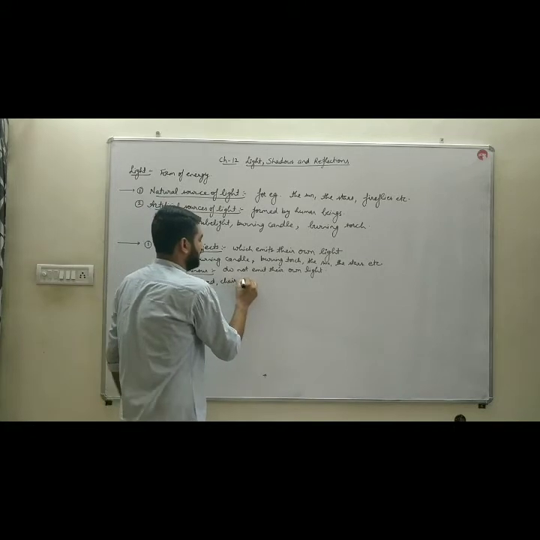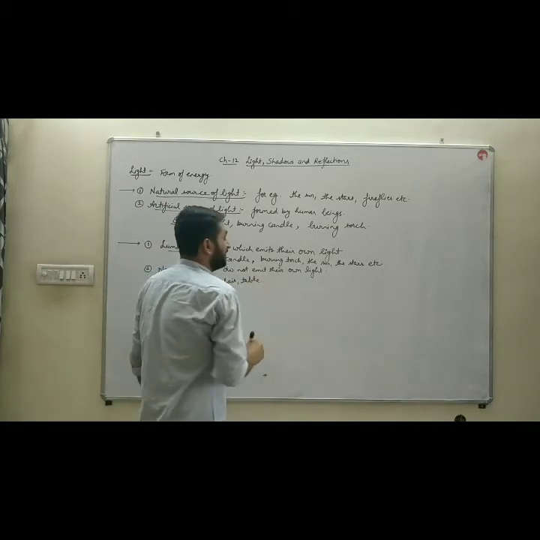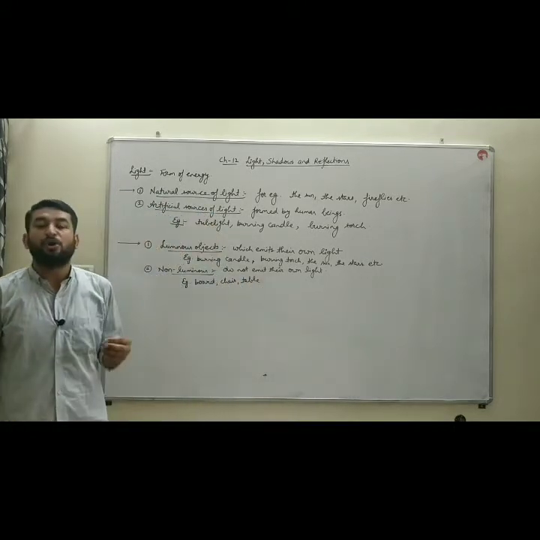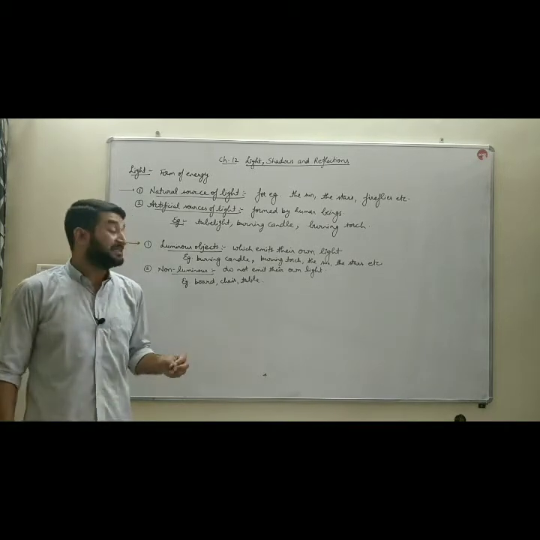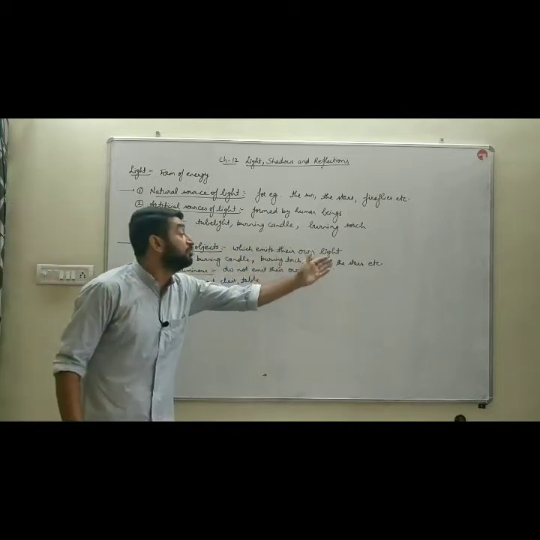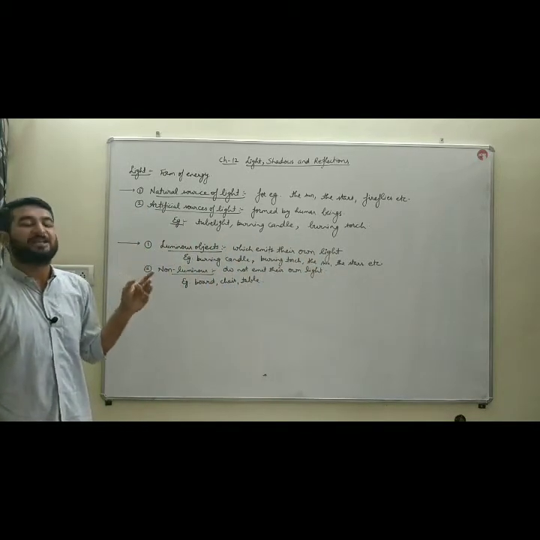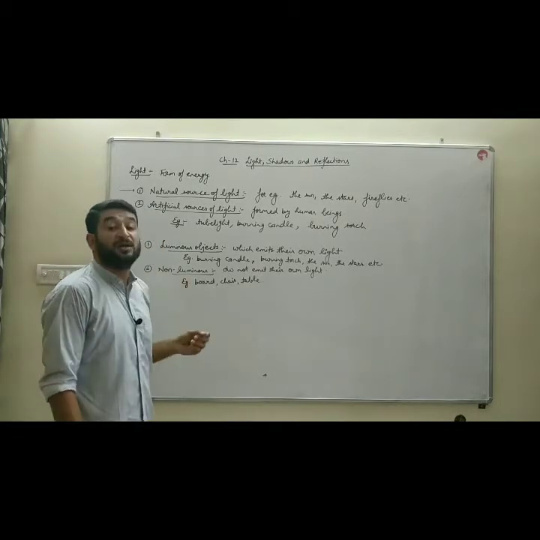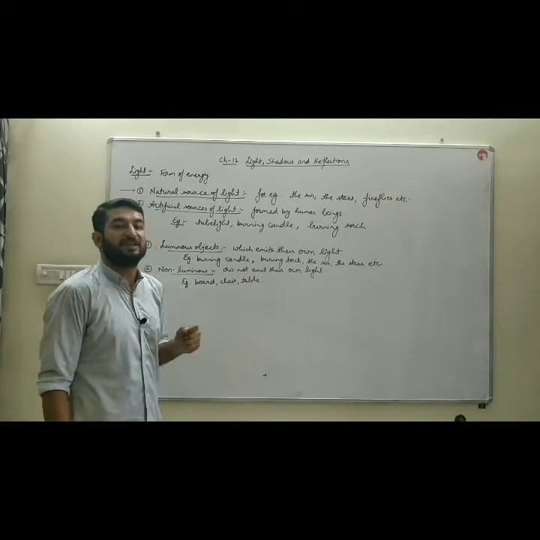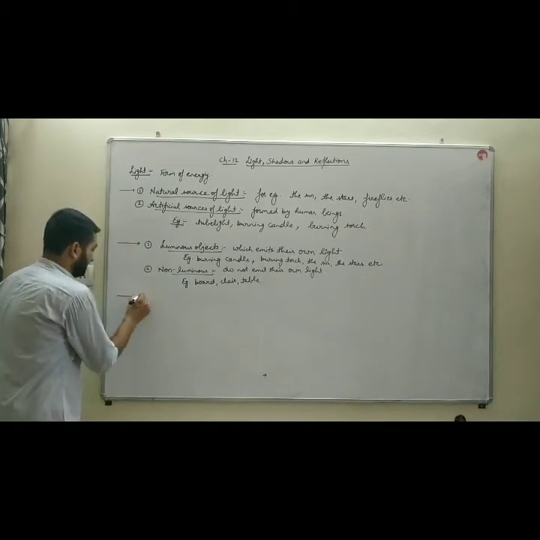chair, table, all these are non-luminous objects. They do not emit their own light, they reflect the light of other sources, the luminous sources, and by that they are visible to us. The clothes, the human body, all those are non-luminous sources of light.